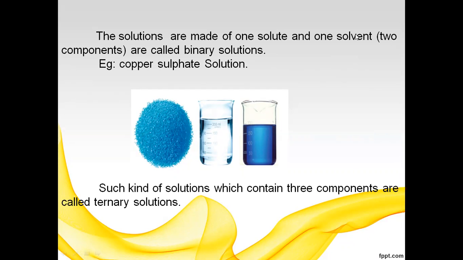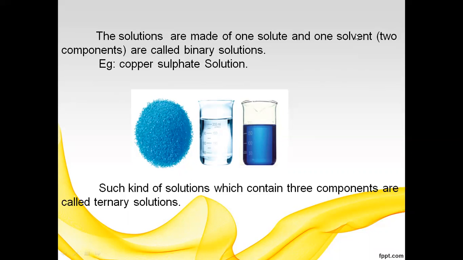This is made up of one solute and one solvent, that is two components. What are the two components? Copper sulfate and water. So this is called a binary solution. For example, salt plus water is a binary solution. Sugar plus water is also a binary solution. But a solution which contains three components is called a ternary solution.